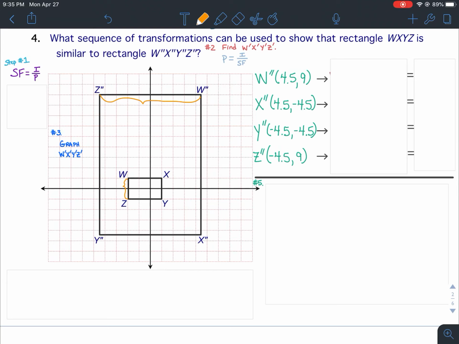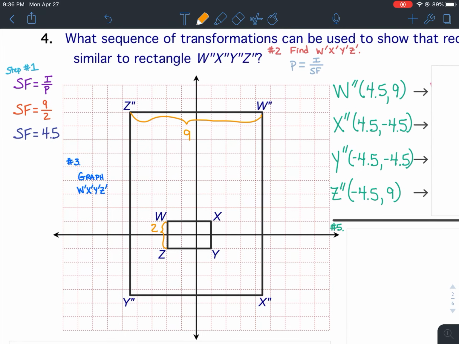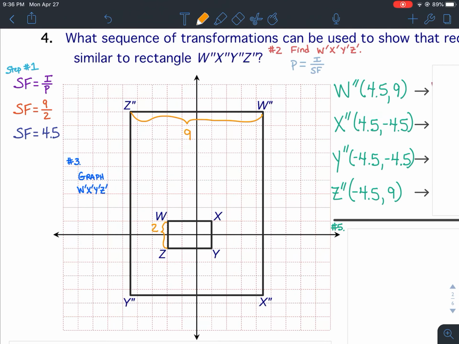Well, you need to be careful because this is going 4.5 units this way and 4.5 units that direction. So in total, that would mean that W double prime, Z double prime is 9 units long. And WZ, its corresponding side, is 2 units long. So our scale factor is 9 divided by 2, and 9 divided by 2 is 4.5. Okay, so step 1 is find scale factor. Pause your video, get all of that written down.